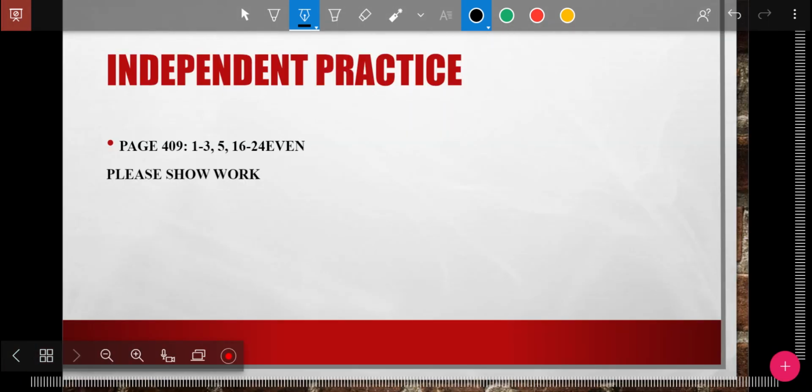In your workbook for volume 2, page 409, let's do 1 through 3 all. Now, those ones are going to have the most work. Then number 5 and 16 through 24 even. I am asking you show me work. If you do it in the workbook, make sure you have enough space. The workbook does not always have space to write in. And so feel free to do it on a separate sheet of paper and submit it in Schoology to me.